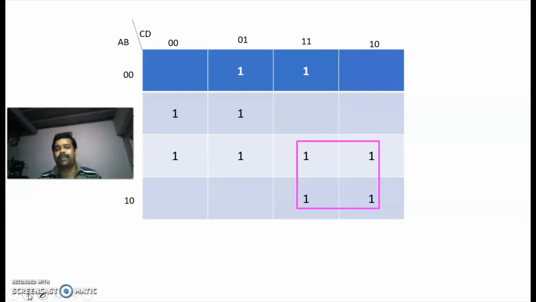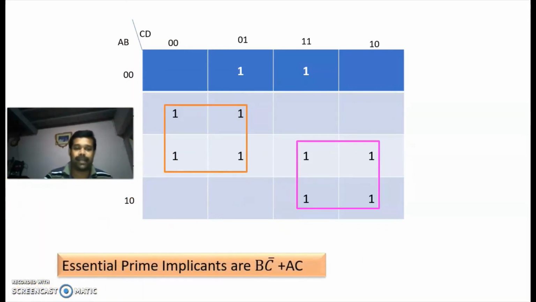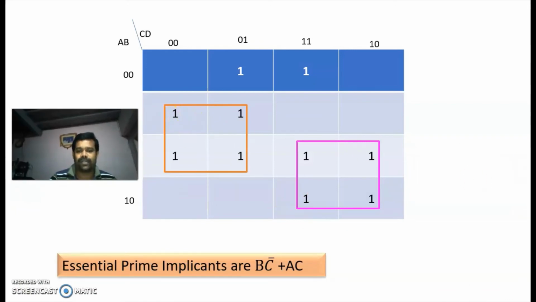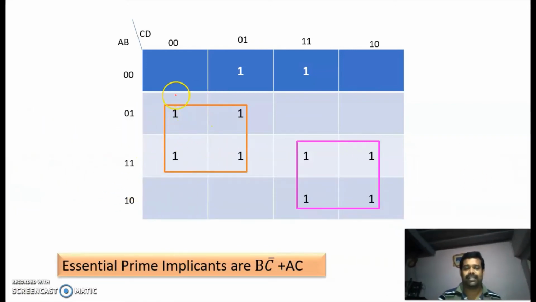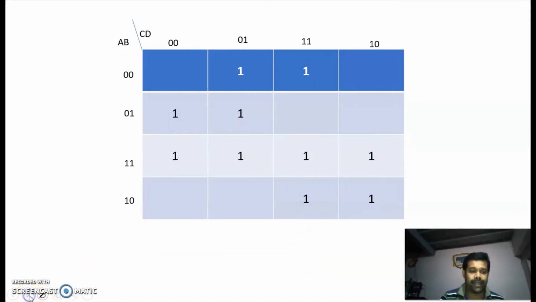So the essential prime implicants are, we are having only two essential prime implicants. Then we are going to write the expression for these essential prime implicants. For this grouping, the expression is B C bar, and for this one A C. Okay, we got that. Next we are going for the simplification.